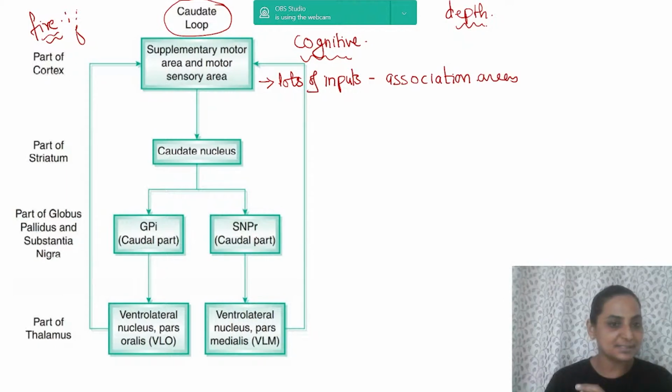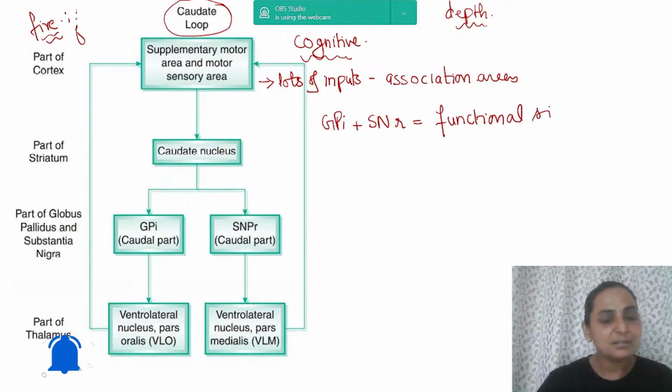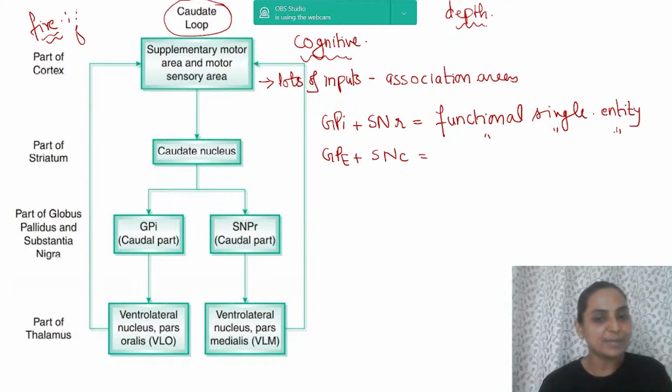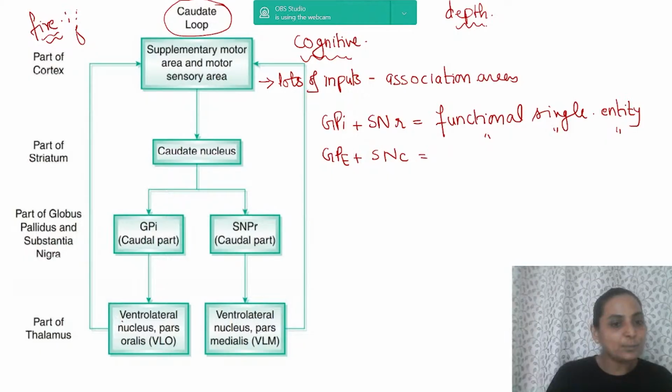Let me tell you one thing: the globus pallidus internal segment and the substantia nigra pars reticularis function together, they are functionally a single entity, whereas the globus pallidus external segment and the substantia nigra pars compacta are functionally a single unit. This is something important, and you can see that it is mainly going to the ventrolateral nucleus of the thalamus, right?